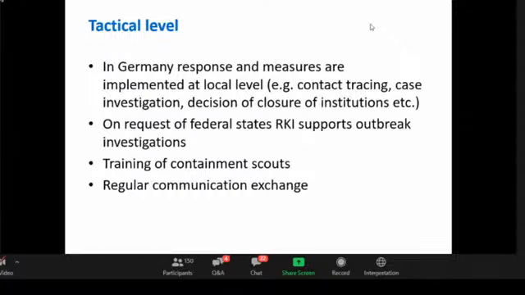So on the technical level, as I said in the beginning, the response and the measures are implemented at local level. For example, the contact tracing, the case investigation, the decision on the closures of the schools, that's all done on local level. But on request of the federal states, the Robert Koch Institute can support outbreak investigations, for example. And then there was, during Corona, an initiative that we got containment scouts.